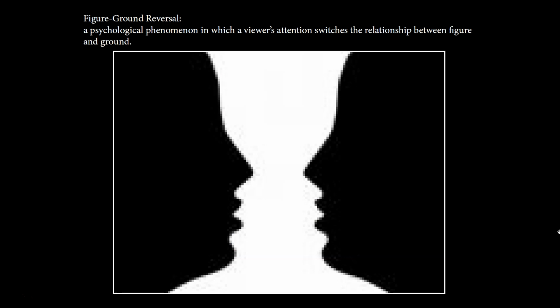Now, the figure ground reversal phenomenon. This is a psychological phenomenon in which the viewer's attention switches the relationship between figure and ground. So what's happening here is your brain can choose to make the black the figure and the white the background. And if that's the case, then you will see two faces that are about to kiss. You can switch that and consider the white to be the figure and the black to be the background. And then in that case, you would see like a chalice, a cup, like an old medieval cup. The bowl of the cup here on the sides and then the base of the cup.